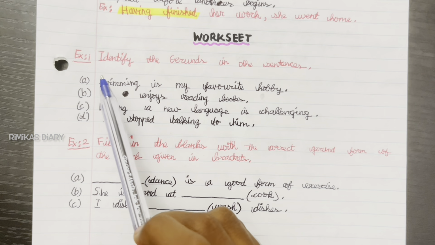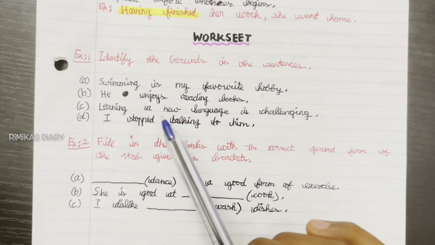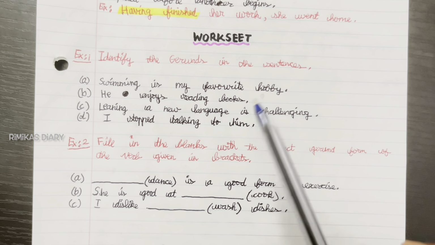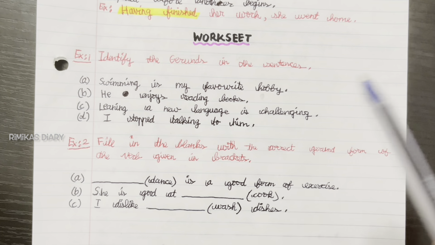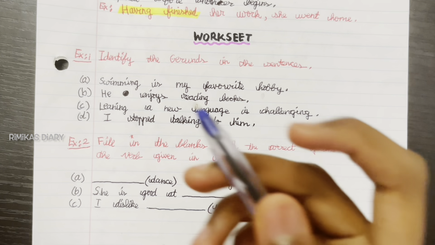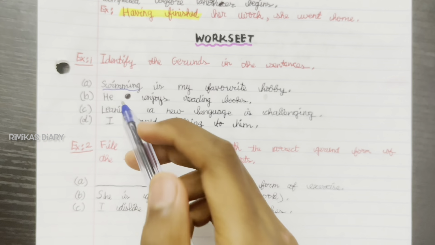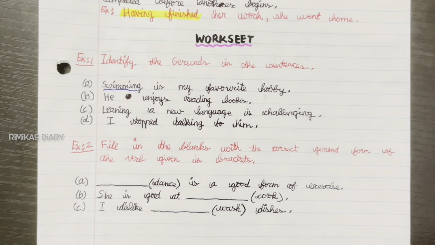Worksheet. Exercise 1. Identify the gerunds in the sentences. So you have to identify the gerunds in the given sentences. Let's read the first sentence together. Swimming is my favorite hobby. So here, swimming is the gerund, so I'm going to underline this. And remember, we saw gerunds end with ing.